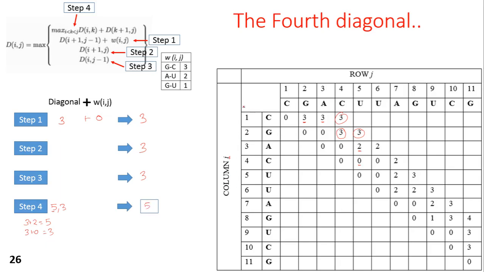Now we need to find out which one is the maximum of these 4 numbers. Of course, 5, right? This one is the maximum. Therefore, we could place 5 in our current box.